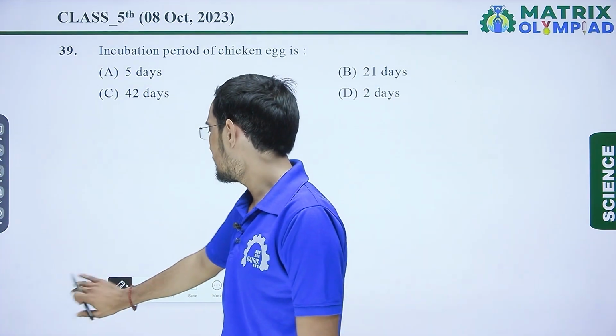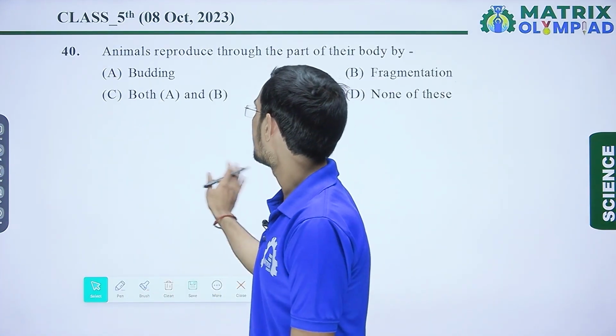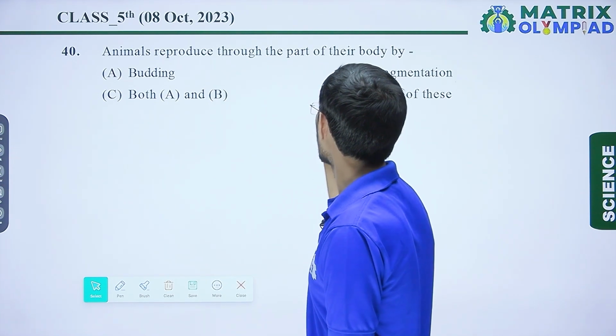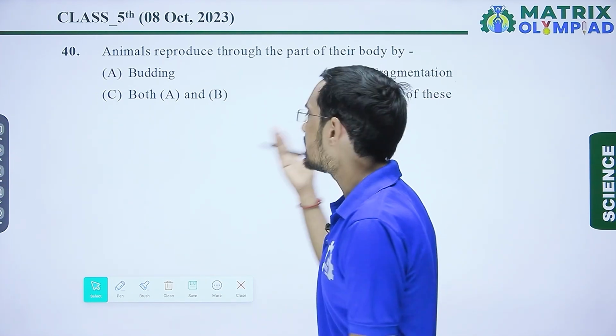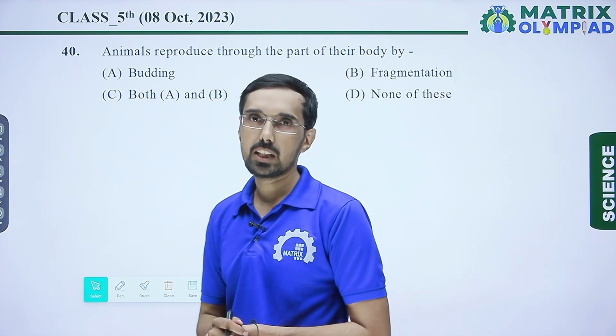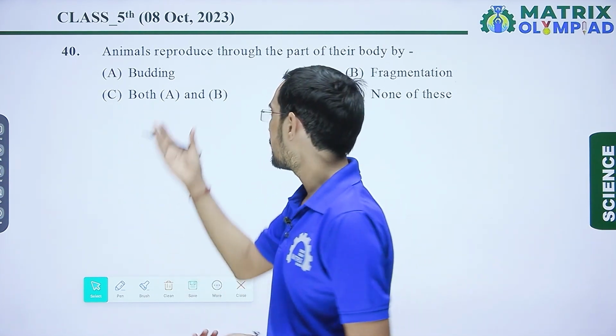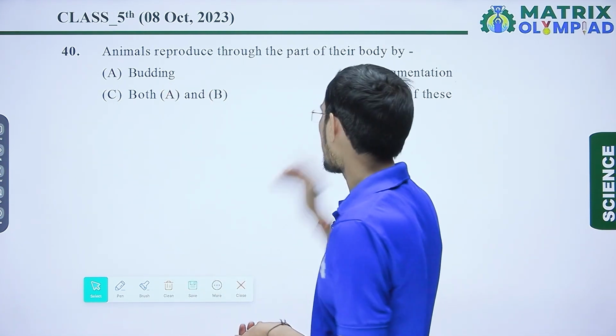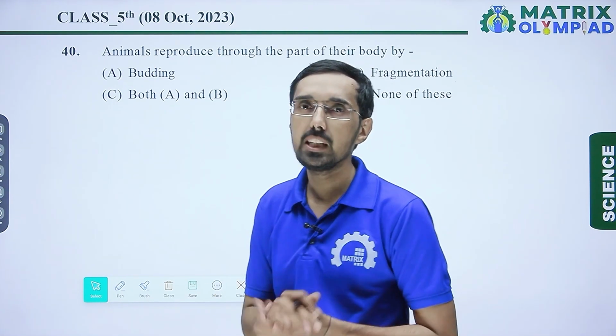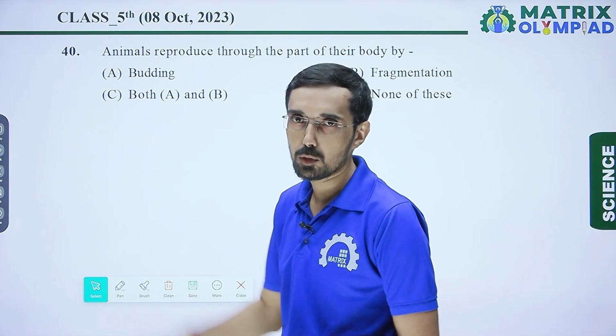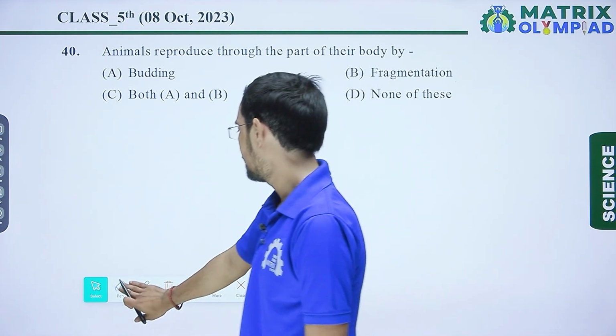Now next question is, animals reproduce through a part of their body. This kind of reproduction is basically known as asexual reproduction, and budding as well as fragmentation are both part of asexual reproduction. So our correct option will be option C.